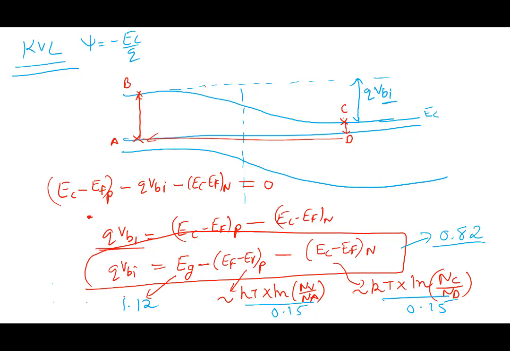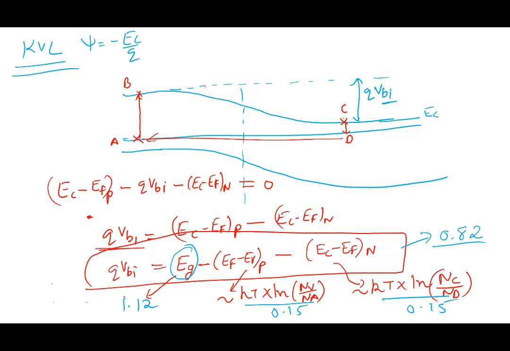Of course, you need to put in ND and NA and all that and calculate the precise value. So a number to keep in mind for silicon is a built-in voltage of around 0.8. It could be 0.9 also, depending on the doping. So 0.8, 0.85, 0.9. Note that it's always less than Eg. Ef minus Ev, these are all positive numbers. So built-in voltage will always be less than the energy gap.